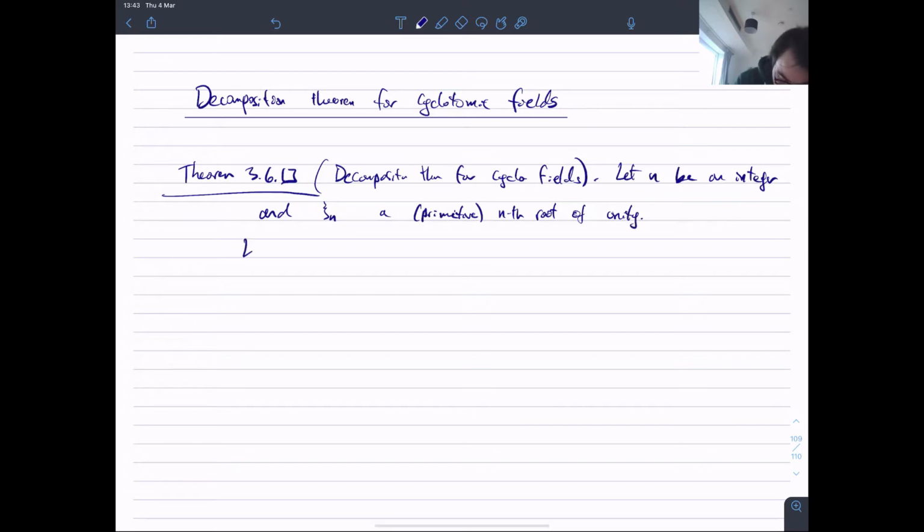I'm going to let K be the relevant cyclotomic field, K = Q(ζ_n), and I'm going to take p a prime number. What I want to say is how this prime number p, how the ideal it generates, looks in this field. So this case is actually quite a nice description.